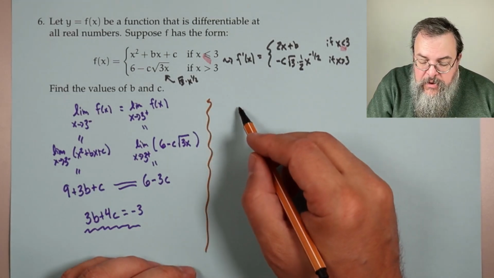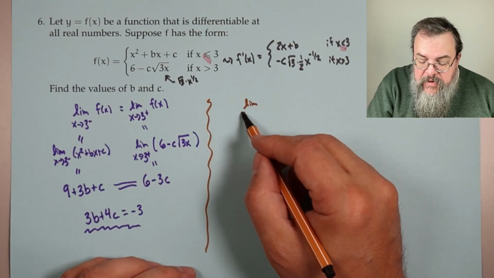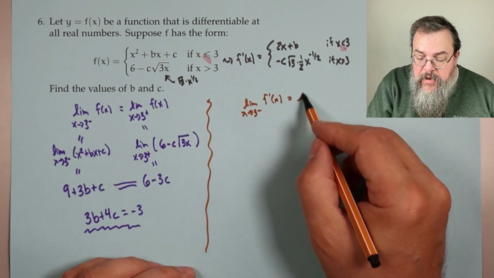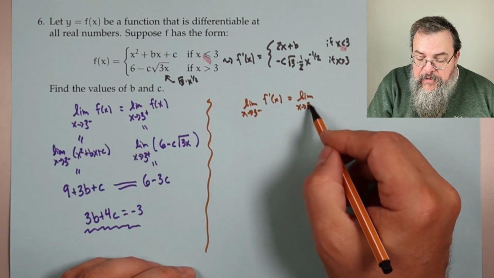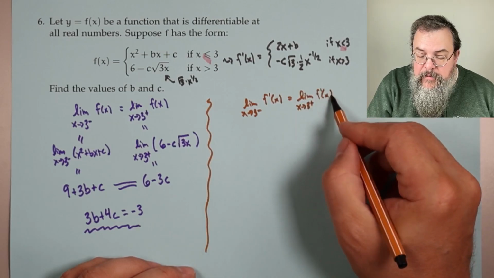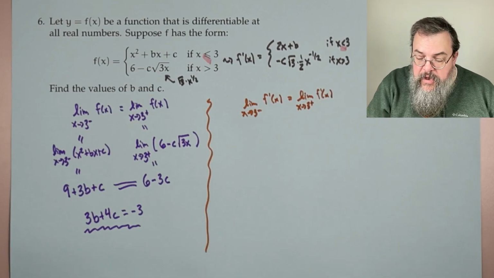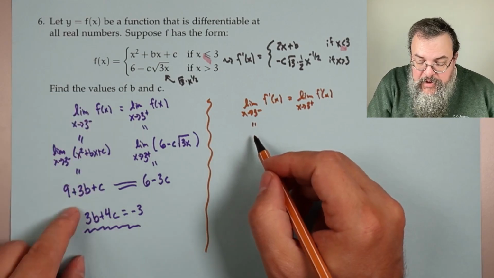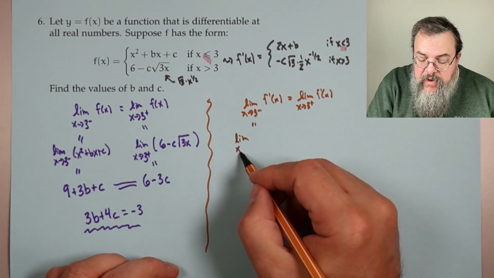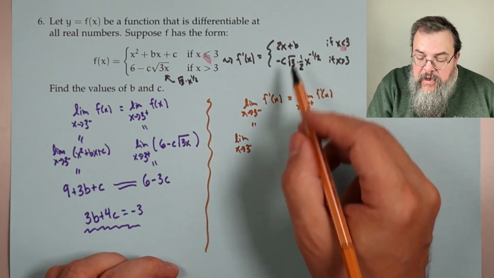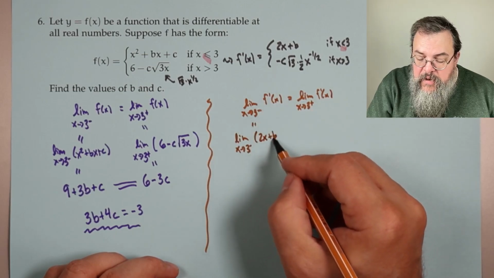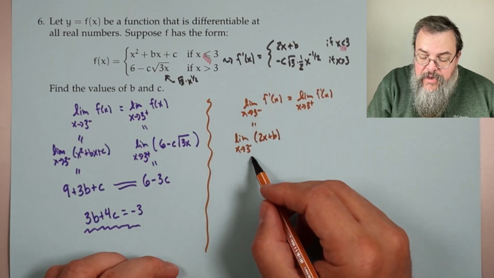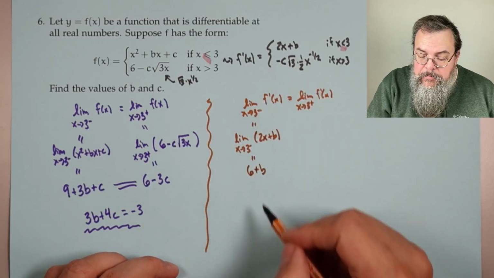Okay, so now we need the limit as x approaches 3 from below of f prime of x to equal the limit as x approaches 3 from above of f prime of x. Okay, well, what does this become? We're going to do the same kind of thing we did here. That's the limit as x approaches 3 from below, and we look like 2x plus b. Okay, well, that's easy to figure out. Plug in x equals 3, and we get 6 plus b.